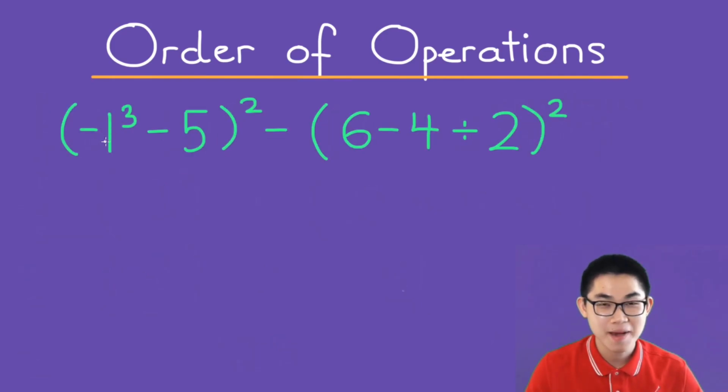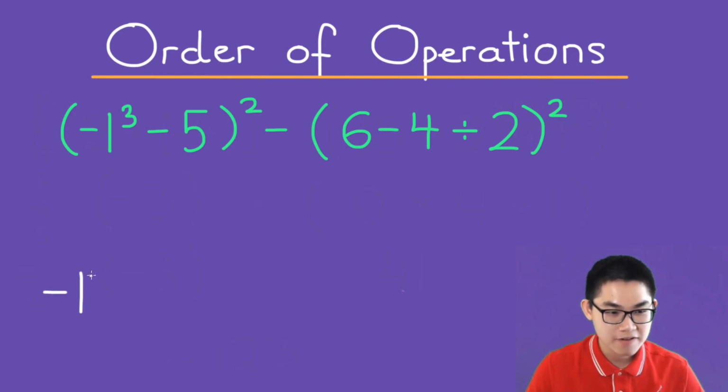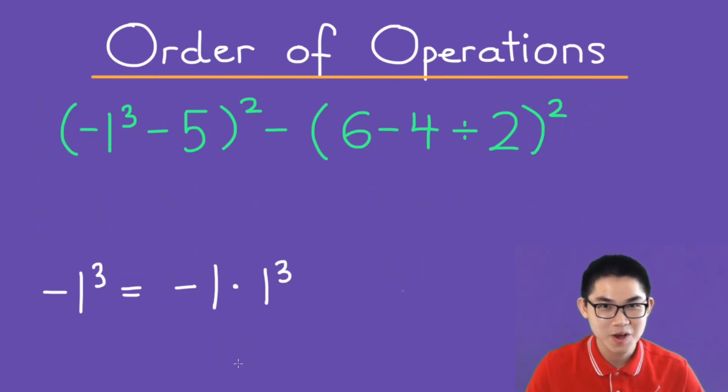Negative 1 to the power of 3 minus 5 in brackets to the power of 2 minus 6 minus 4 divided by 2, and this whole thing to the power of 2. So first of all, what is negative 1 to the power of 3? Well, negative 1 to the power of 3 is the same as negative 1 times 1 to the power of 3. And that's very important to know. So this will give you negative 1.